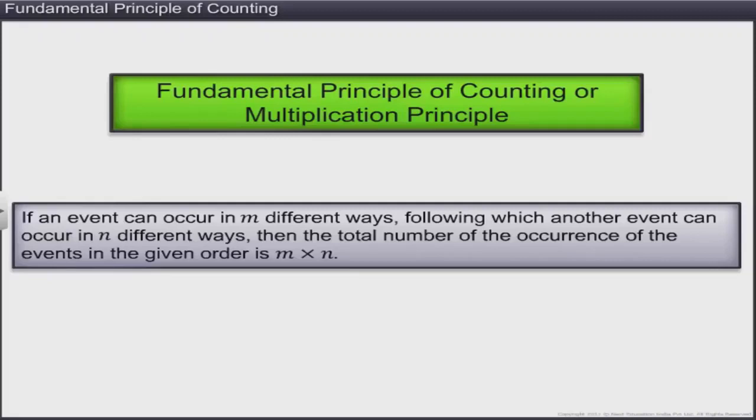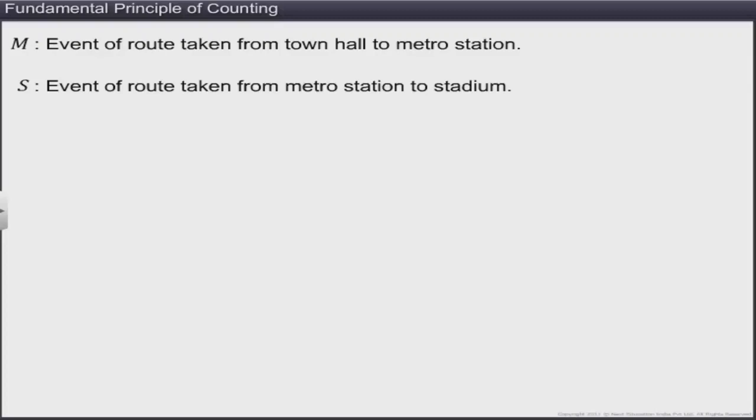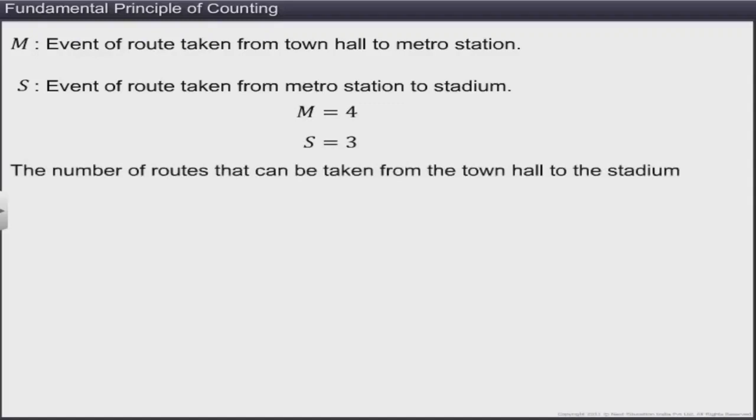Let's use the principle for the situation that we just saw. Let the number of routes possible in the event town hall to metro station be m, and the number of routes possible in the event metro to stadium be s. The number of routes that can be taken from the town hall to the stadium is equal to the product of m and s. Here m is equal to 4 and s is equal to 3. Therefore, the number of ways is equal to 12.